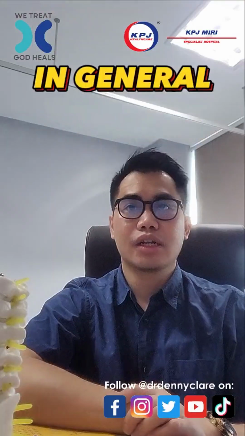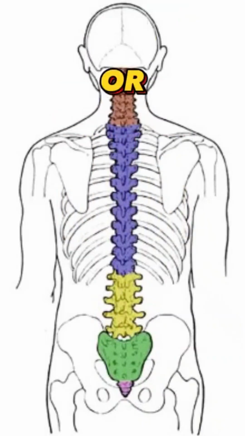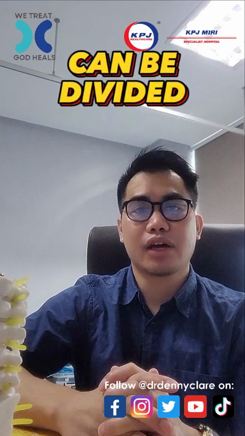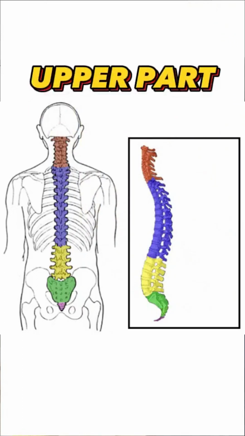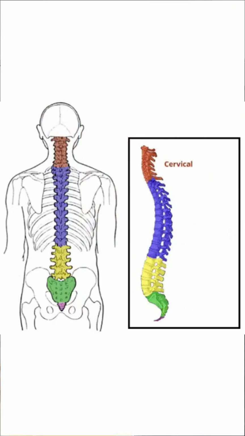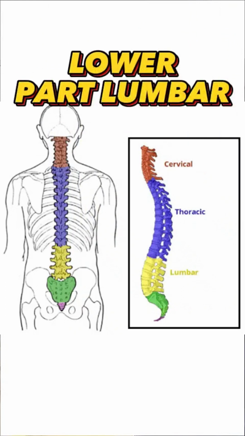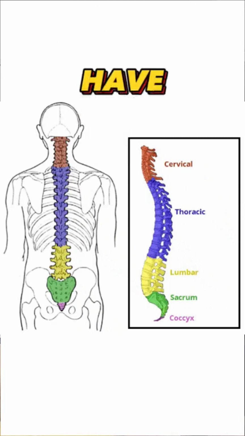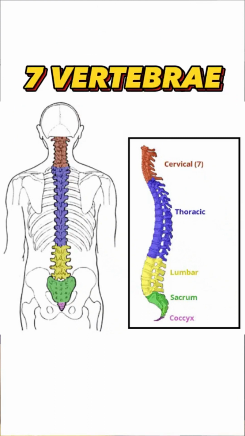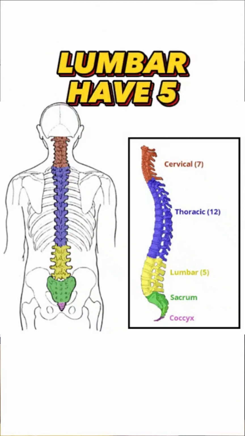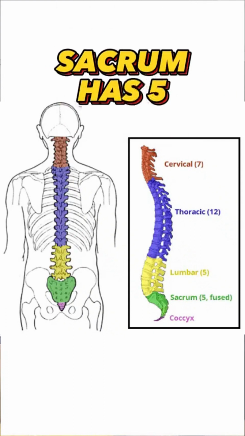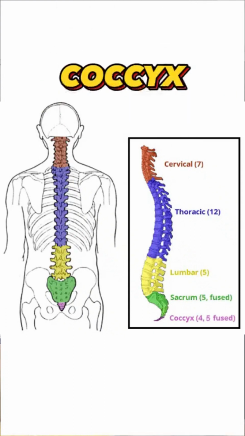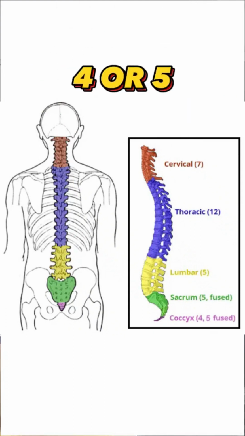The other function of the spine is for calcium metabolism, which, if deranged, will lead to osteoporosis. In general, the spinal column, or what we call the vertebral column, can be divided into multiple areas. Upper part, cervical. Second part is thoracic. Lower part, lumbar. And the lowest part is the sacrum and coccyx. The cervical spine has 7 vertebrae. Thoracic has 12. Lumbar has 5. Sacrum has 5. And the coccyx has 4 or 5 fused vertebrae.